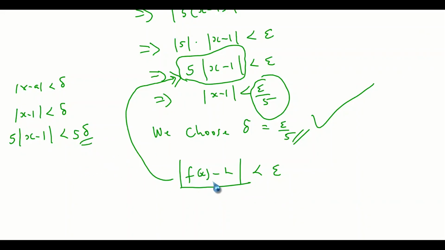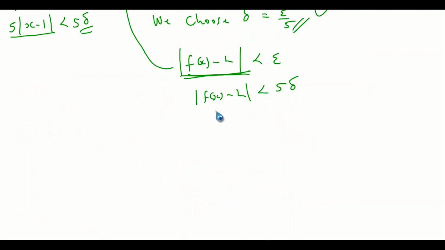I can say, since this one is less than 5 delta, this particular one must also be less than 5 delta. So I'll write the absolute value of f of x minus L is less than 5 delta. So that is it. I think it's pretty easy then.